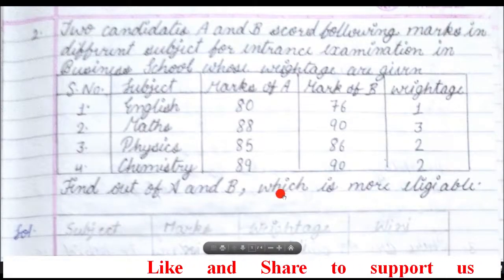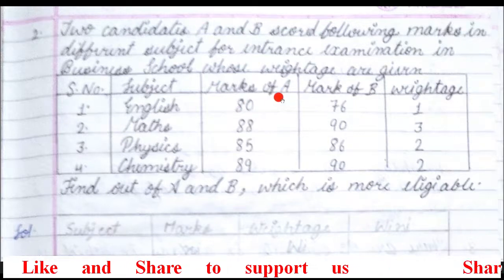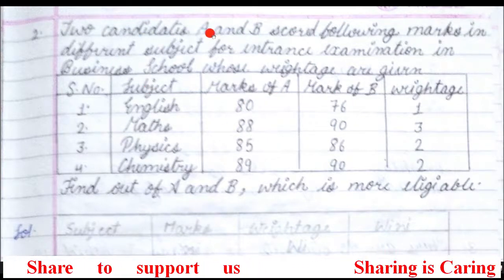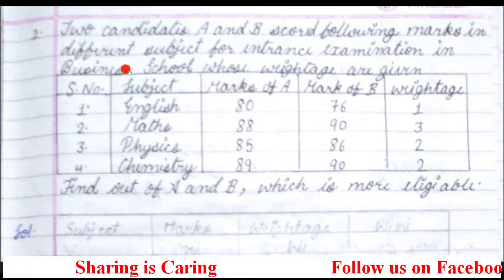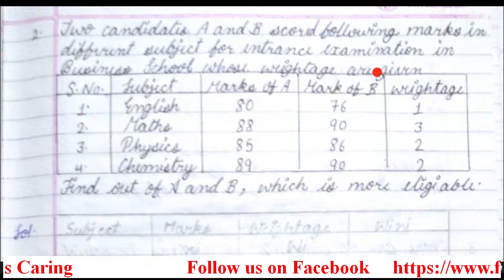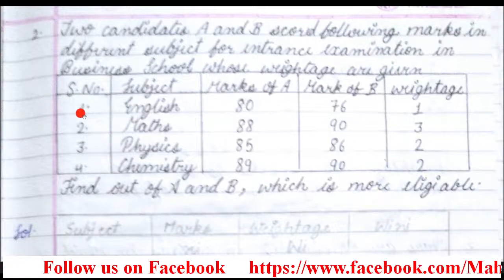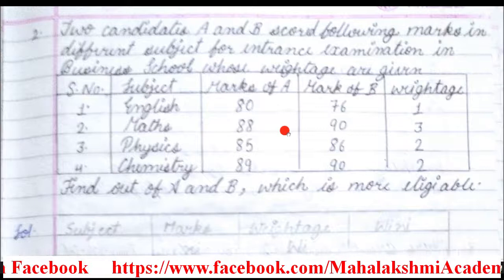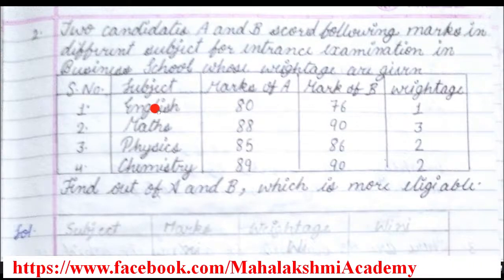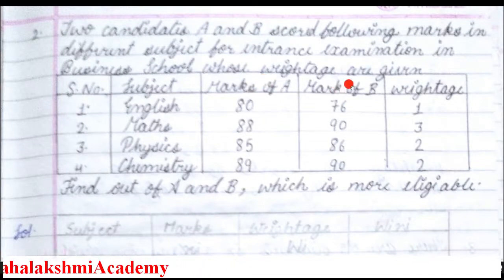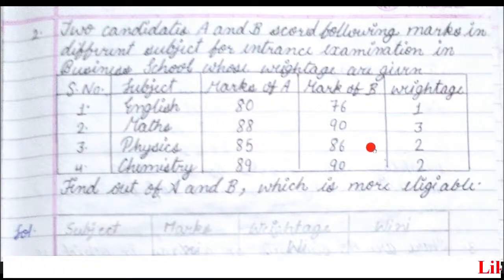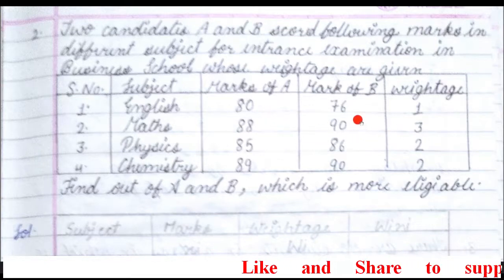Question 2 is not clearly visible. You can see in your books the question properly. Two candidates A and B scored following marks in different subjects for entrance examination in business school whose weightage are given. So here it means this table is already given in the question. Here these are the subjects and the marks of two candidates, candidate A and candidate B. So candidate A's marks are these and candidate B's marks are these and weightage are same. Now we have to find out the weightage mean of A as well as weightage mean of B.